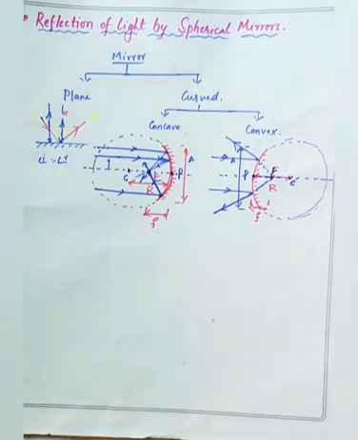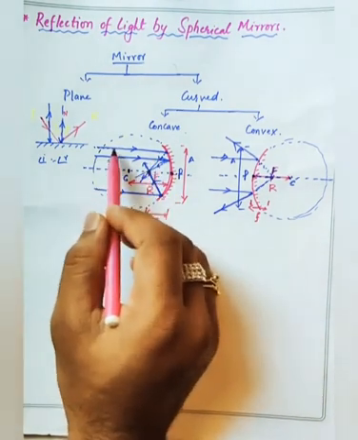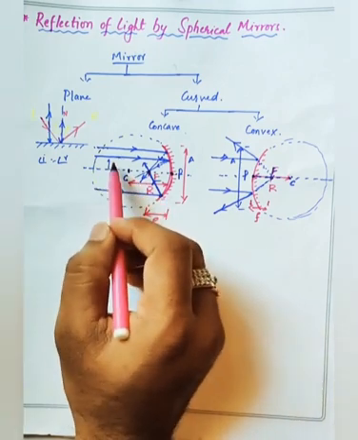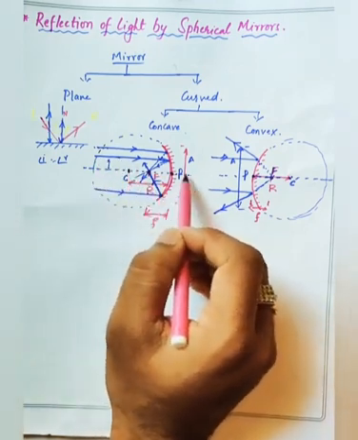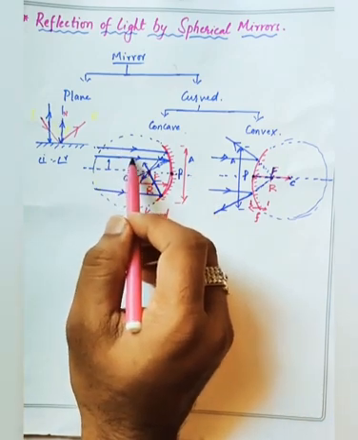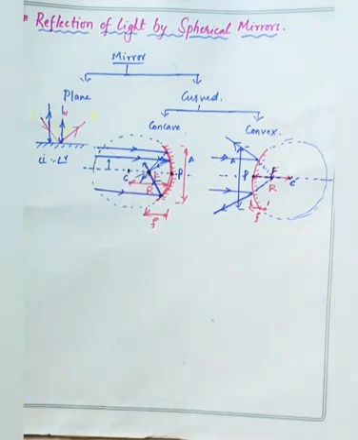One more thing is paraxial rays. Paraxial rays are the rays which are parallel. These rays are nothing but paraxial rays. The rays always come parallel to the principal axis, so those rays are paraxial rays.